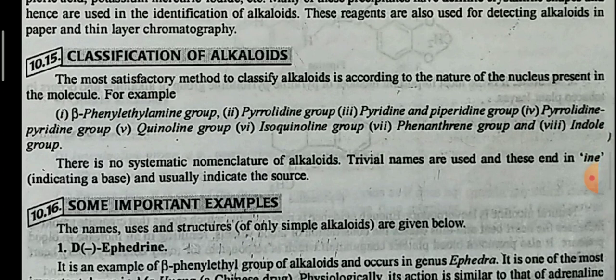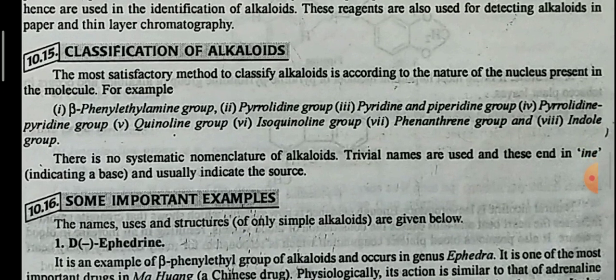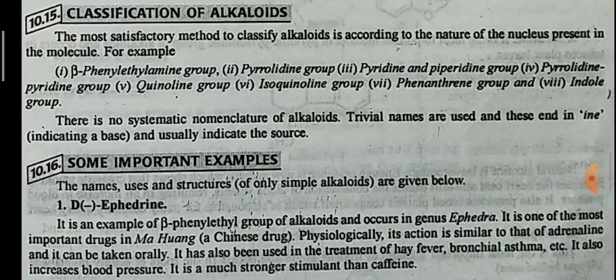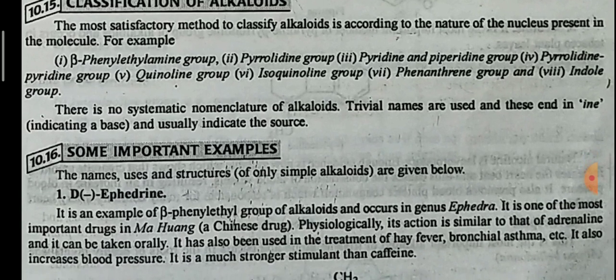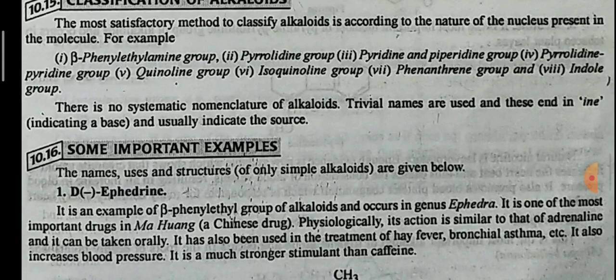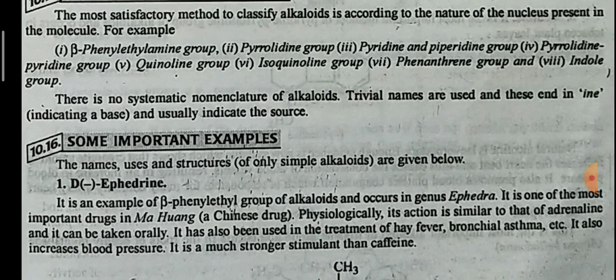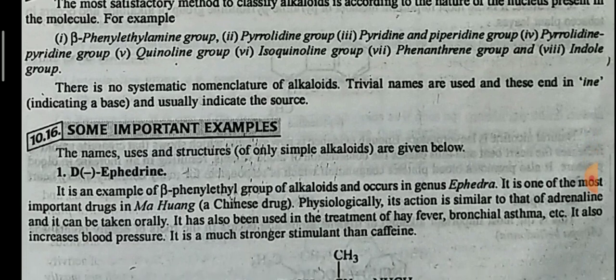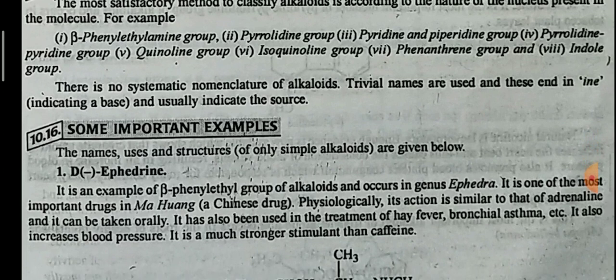The most satisfactory method to classify alkaloids is according to the nature of the nucleus present in the molecule. For example, beta-phenylethylamine group, pyrrolidine group, pyridine and piperidine group, quinoline group, isoquinoline group, phenanthrene group, and indole group. There is no systematic nomenclature of alkaloids.